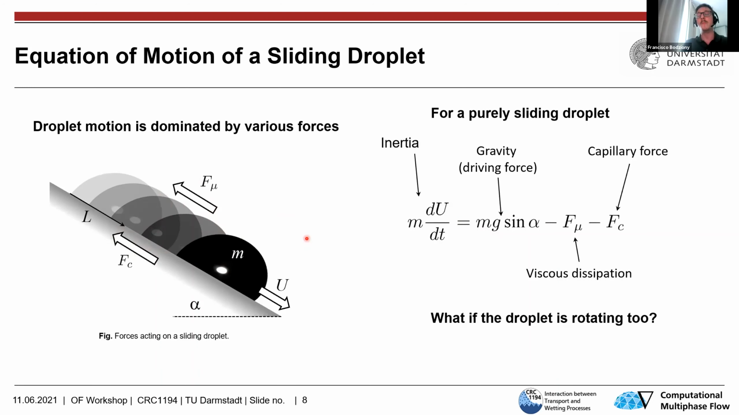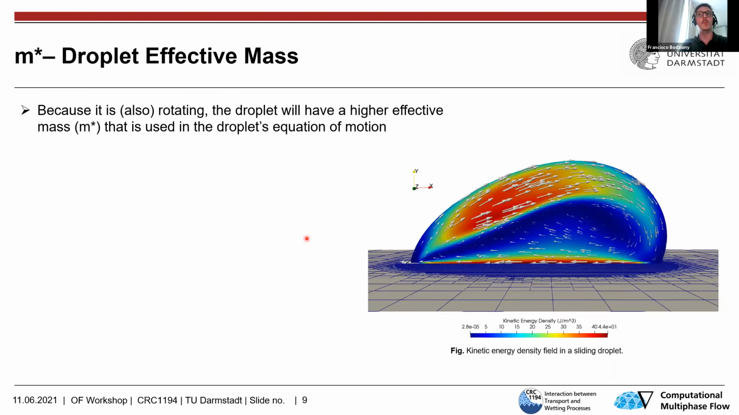Well, more or less, we have observed that if we have a rotational component inside of the droplets, we have to use an effective mass, a droplet effective mass, because since it's also rotating, it will have a higher effective mass compared to its real mass. And so the final equation will look like this one.